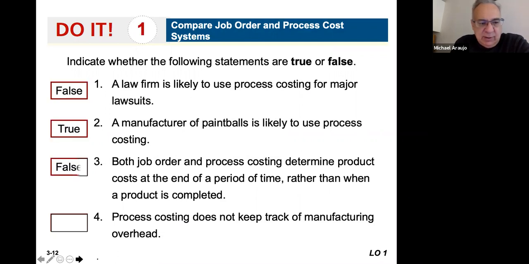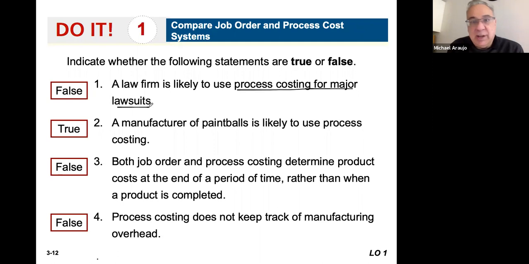It's an introduction to the differences between the two systems. This particular example is in your book. A law firm is likely to use process costing for major lawsuits. Well, no, that's false, because they would probably use the job order system. For a major lawsuit, there's going to be a lot more time and resources put into it than just a general, smaller lawsuit that they would take.